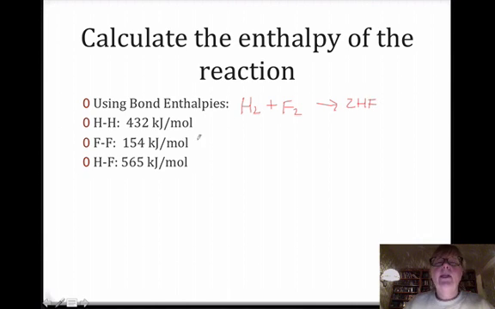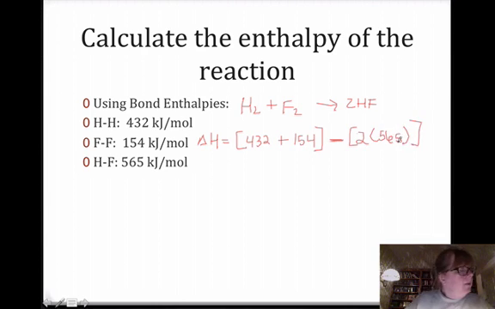Okay, so the delta H of this reaction is going to be equal to the sum of the bonds broken. So we are breaking one hydrogen-hydrogen bond, so 432 kilojoules per mole, plus we're breaking one fluorine-fluorine bond, 154 kilojoules, and we are subtracting from that the energy that is given off, so that's why this is a negative sign, to form 2 hydrogen-fluorine bonds.